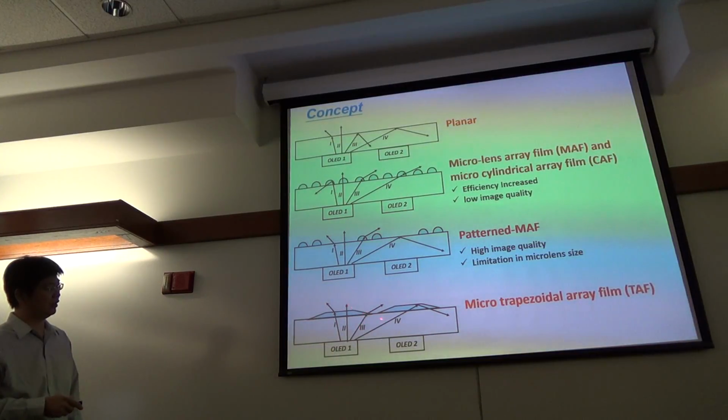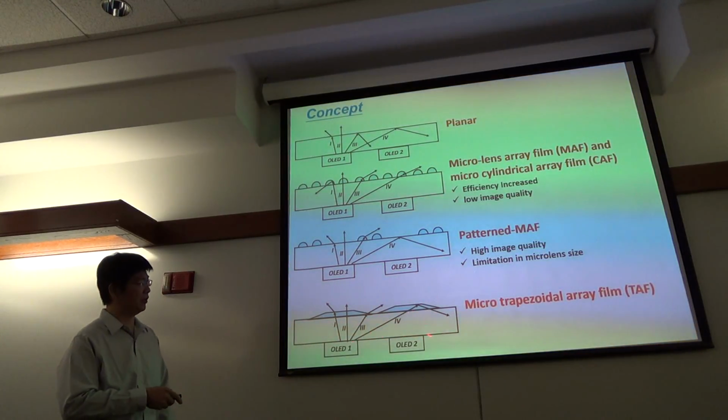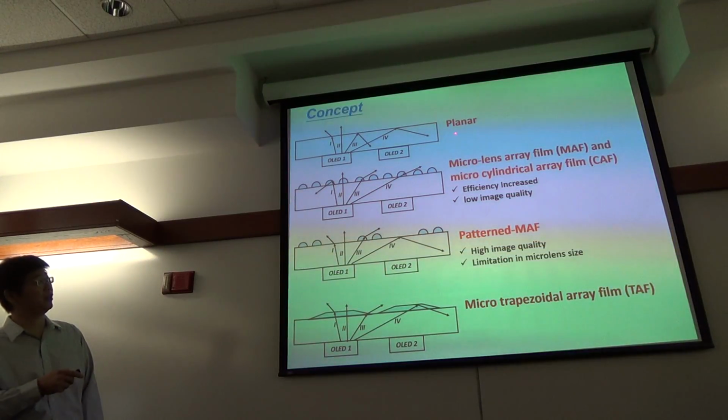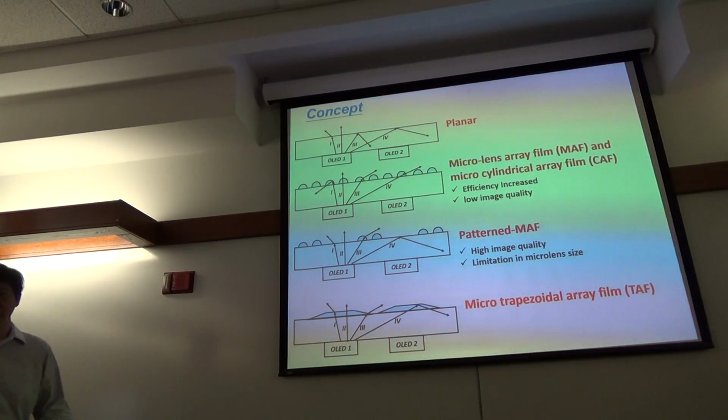So we can use the slope over here. So we can extract the light over here, and extract the light over here. And if we extract this light, that will be a serious blur. So we just block here. So that's the trapezoid array. So that's the planar micro lens, patterned micro lens, and the trapezoid. So I finished. Any questions?